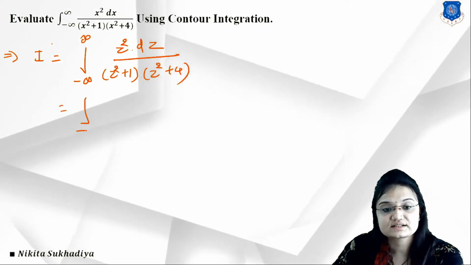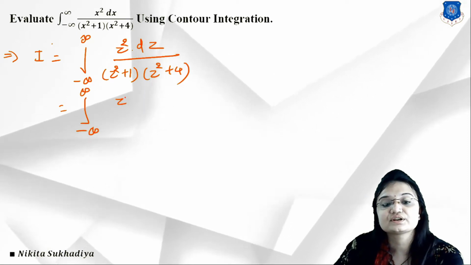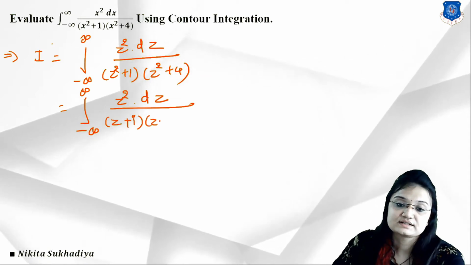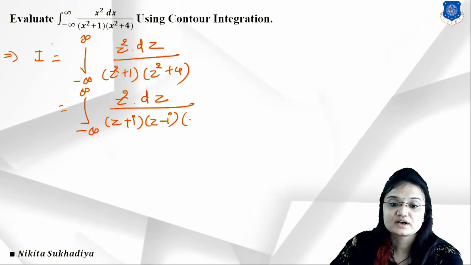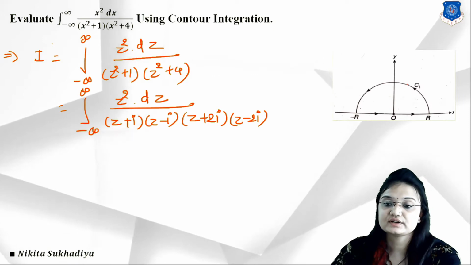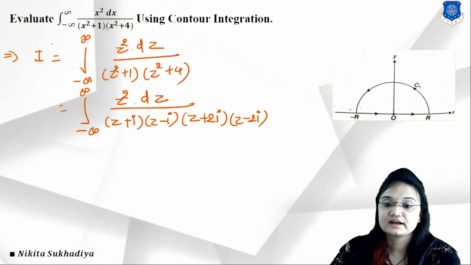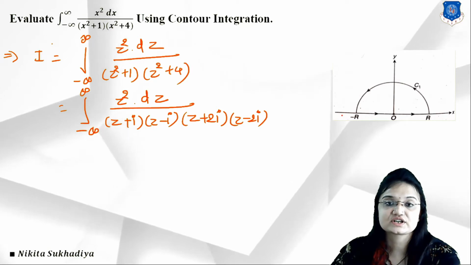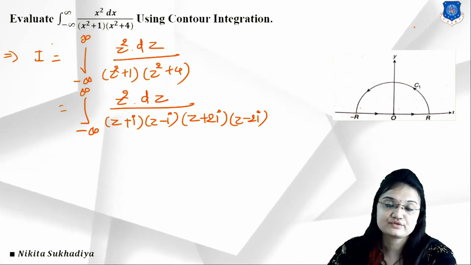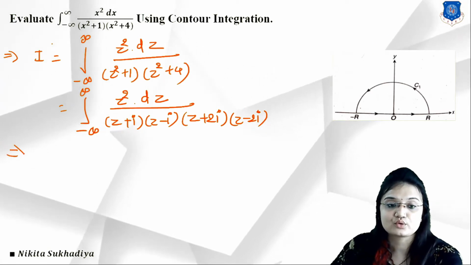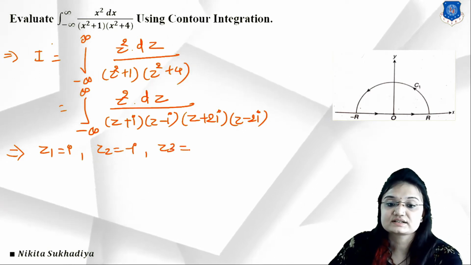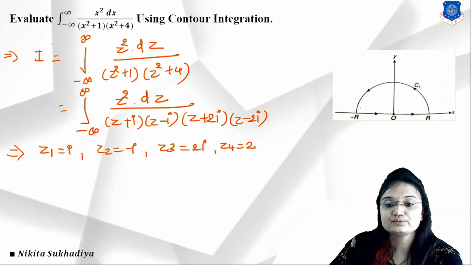Okay, so we can write it like this: the integral from minus infinity to plus infinity of z square dz upon, this is nothing but (z plus i)(z minus i), that is z square plus 1, and this is (z plus 2i)(z minus 2i). Okay, so here we have the upper semicircle, that is C1, and the real axis from minus R to plus R. Okay, so we can say that minus infinity to plus infinity and the semicircle in the upper half plane. Okay, so here we have four poles. First one is z1 equal to i, z2 is equal to minus i, z3 is equal to 2i, and z4 is equal to minus 2i.